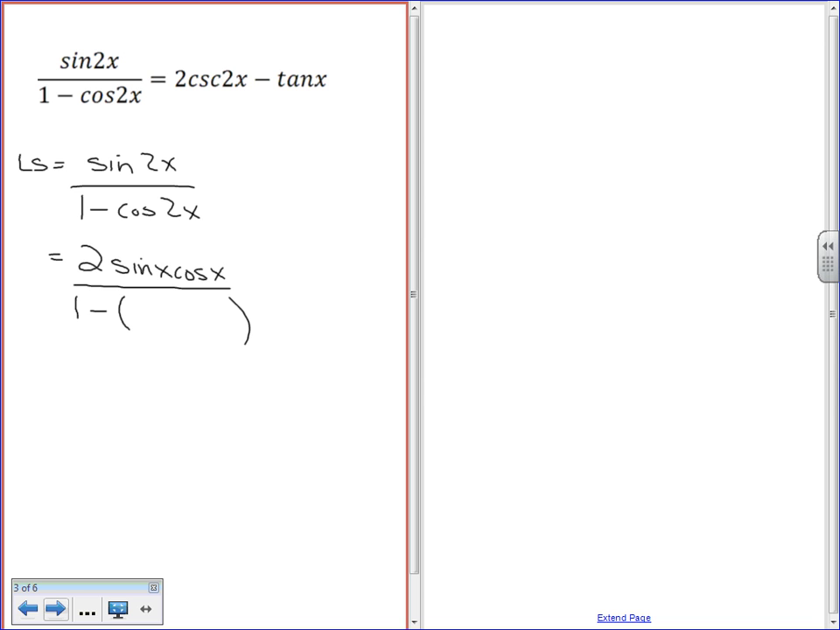Excellent. 1 minus 2 sine squared x, right? Again, the other two will work. It just makes it a little bit harder. But if you see now, if I distribute through, I get 1. Negative times 1 is -1. Negative times -2 is +2.